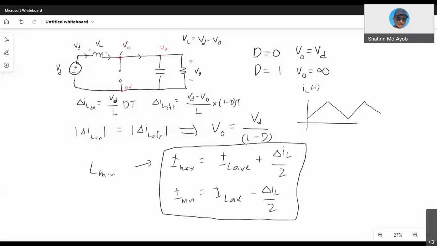So this one is T on and this one is during T off. During T on, the inductor will be charged, so it charges from minimum to maximum. And then during the off state, it will discharge from maximum to its minimum value again. So you have maximum and minimum, and at the center you have the IL average. The same thing.